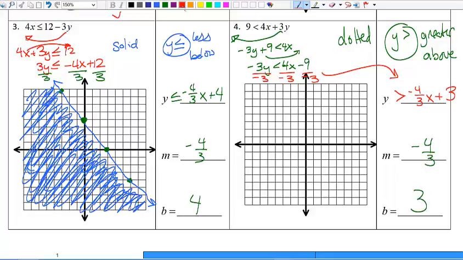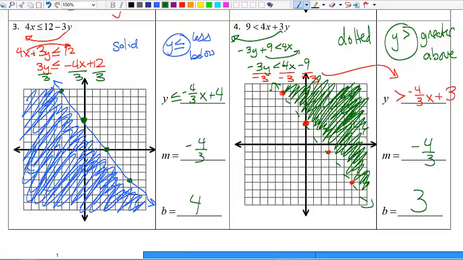My slope is negative 4/3. My y-intercept is 3. So I go to 3 and I put a dot there. My slope is negative 4/3, which is down 4, right 3, down 4, right 3. Or I could go up 4 and left 3. I've already decided that I'm going to have a dotted line, which means I can't include the line. And this says y is greater than, so I'm shading above the line. So anything in the shaded region, but not including the line, is a solution to this inequality.